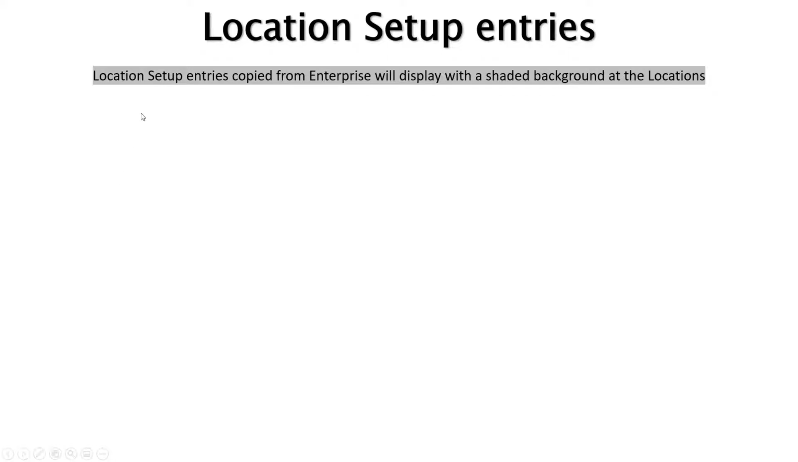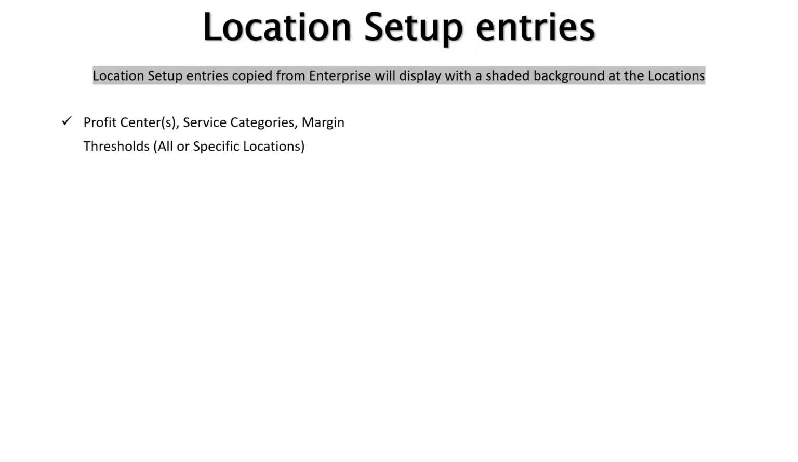The first thing you want to remember about this is any location setup entries that are copied from the enterprise that go out to a location will always display with a shaded background. So what that means is anytime I'm at the location and I see something that has a gray shade behind it, that means it's coming from the enterprise.